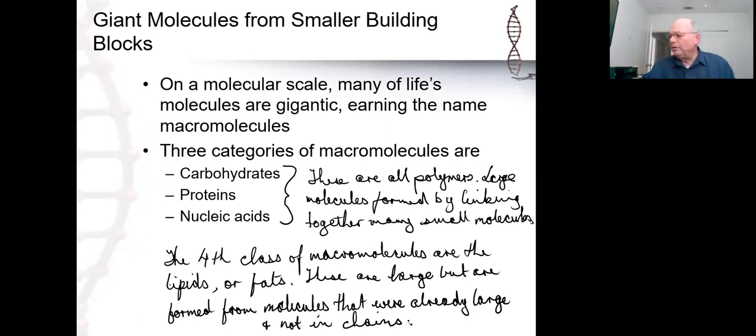And I'll add in there "and not in chains," because one of the key features in polymers is that the little molecules, the monomers, are linked together in long chains. That's not the case with the lipids, as you'll see. They're formed from molecules that are already quite large, and they're not daisy chained together in long chains, as you would find in the polymer classes. So these are the 4 classes of macromolecules that we need to discuss in this section.